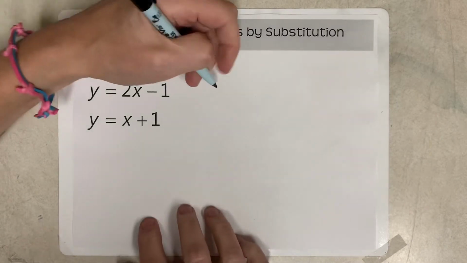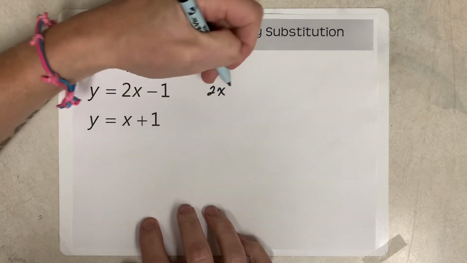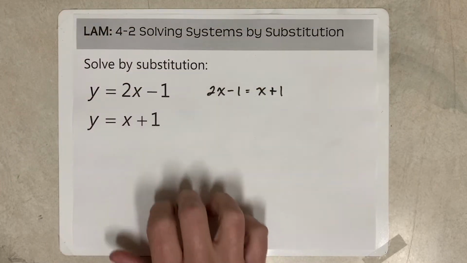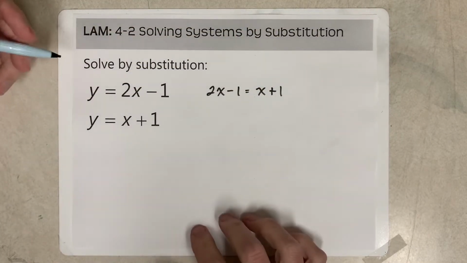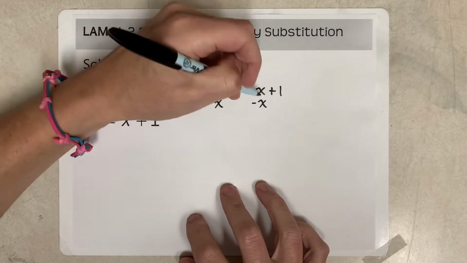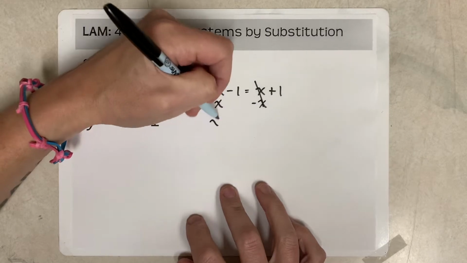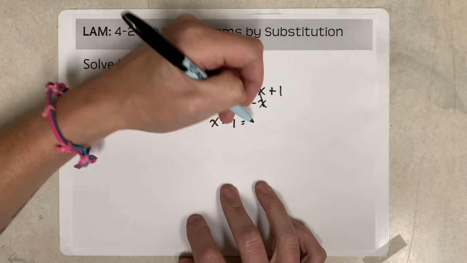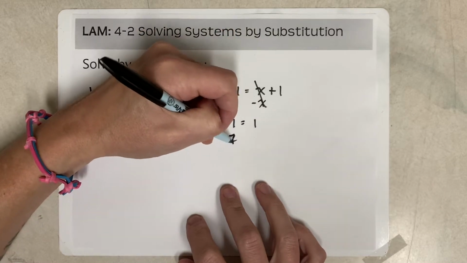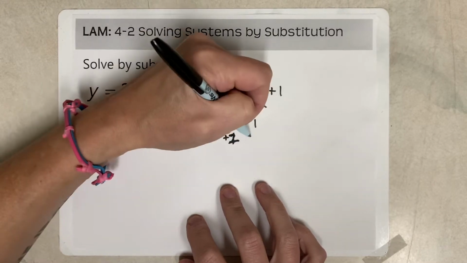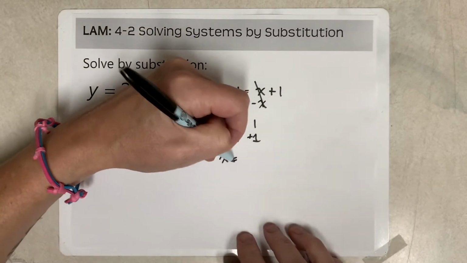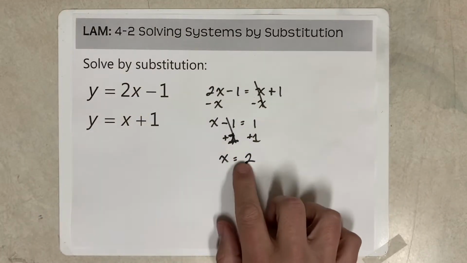So first we're going to set 2x minus 1 equal to x plus 1, and solve that equation with variables on both sides. I would subtract x, and we've done enough of these, so you can do it whatever way you want. x minus 1 is equal to 1. Add 1 to both sides, and those cancel. So x is equal to 2.